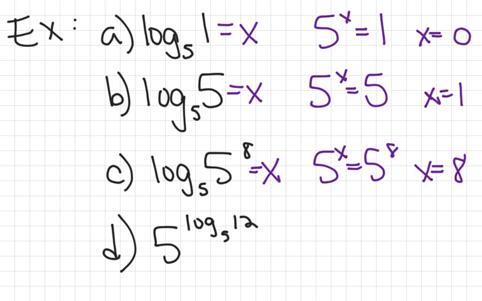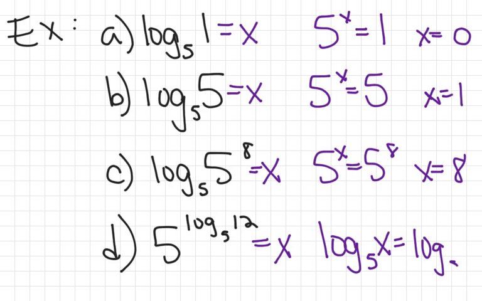Now let's look at the last one, D. 5 raised to the log base 5 of 12. This one is already in exponential form. So in order to figure out what x is, we're going to rewrite it in logarithmic form. So it's going to be the log base 5 of x equals the exponent, which is log base 5 of 12. X must be 12.